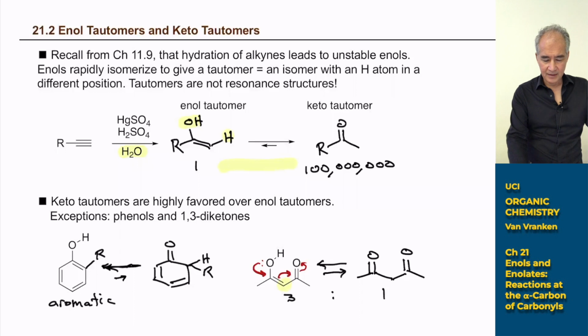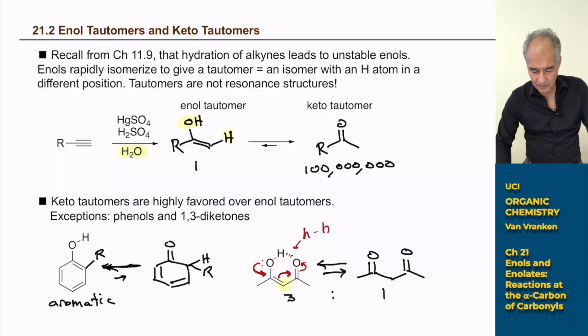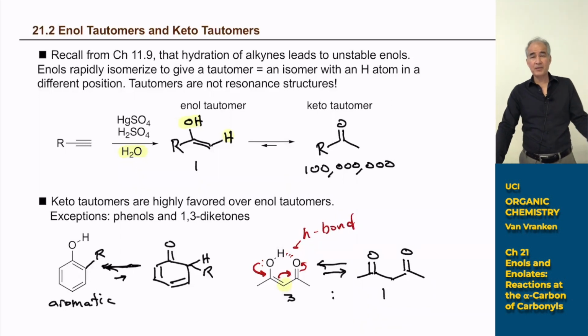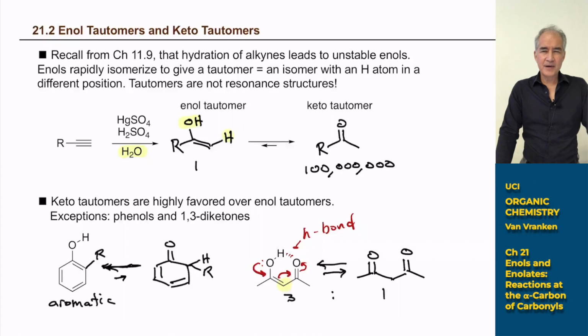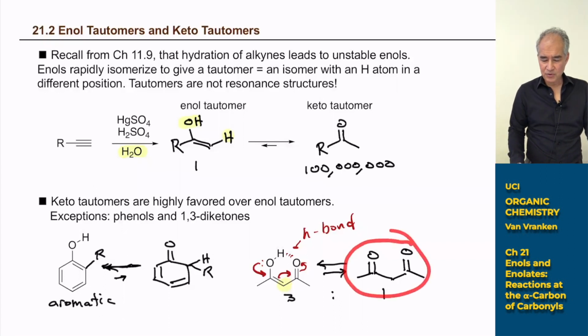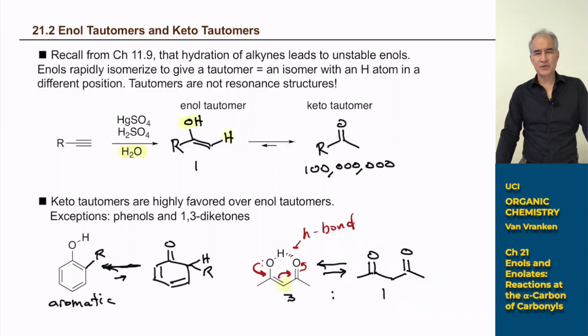You don't have that kind of resonance stabilization to stabilize the enol form. There's a second factor that stabilizes the enol form of this 1,3-diketone, and that is this hydrogen bond. There's a hydrogen bond here that stabilizes that form. I'll just write H bond. And that stabilizes that. Not completely, 3-to-1, but the lesson here is generally keto forms are more stable. Keto tautomers are more stable.